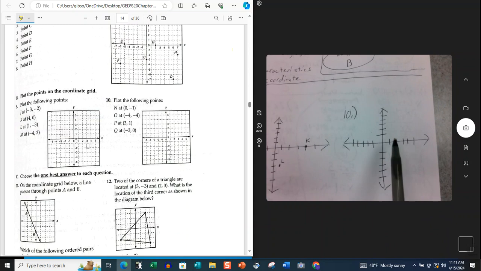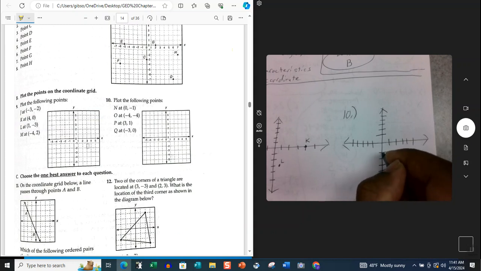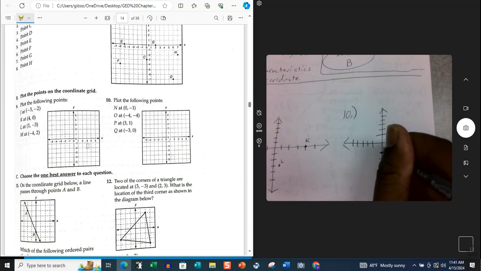Okay, so now we'll go here. We want to plot these points. So we go in. They said x is 0, so that means we stay at the origin for x. But y is -1, so we'll go down 1. And this would be n.